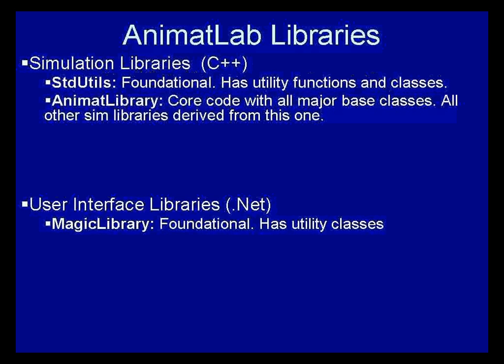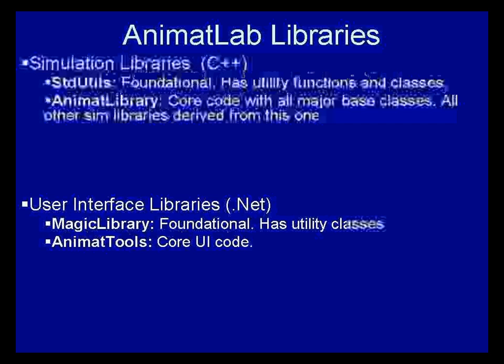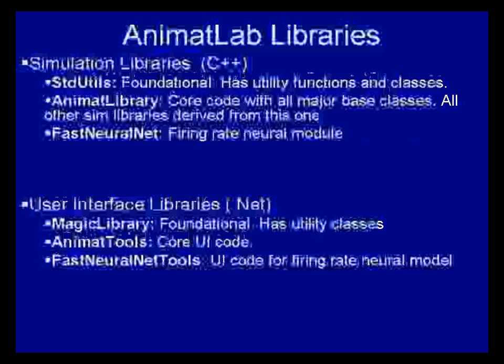Animat Library is the core library for Animat simulation projects. It has all of the core interfaces and base classes that are needed. All of the other simulation library projects are derived from this library. Just as the Animat library is the core for the simulation system, Animat Tools is the core for the UI system. All the other UI projects are derived from this library.